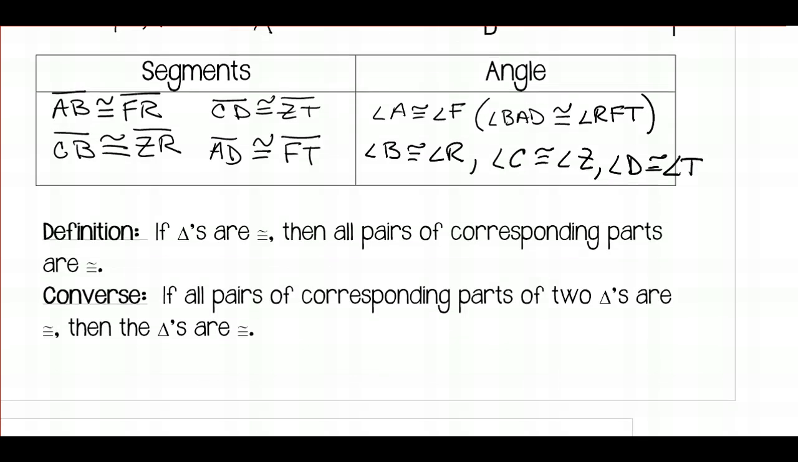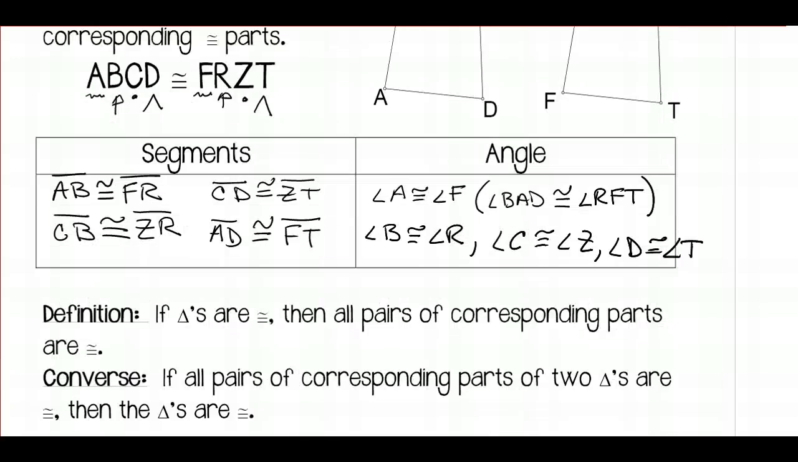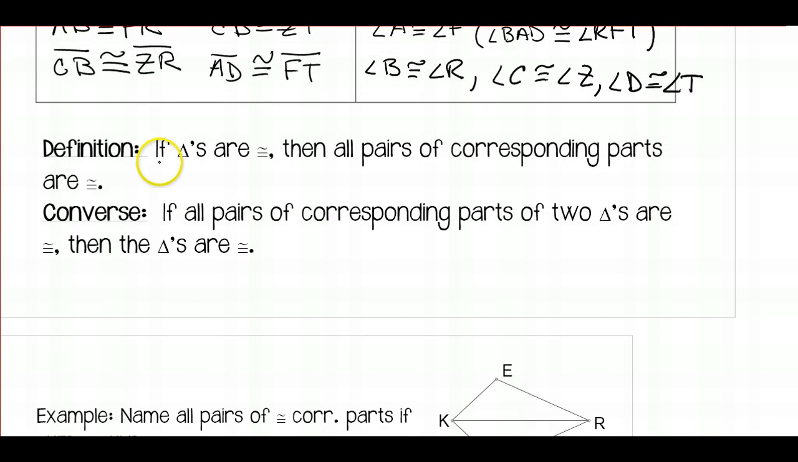So moving on to definition, which we kind of alluded to in this example. If triangles are congruent, so now we're specifically talking about triangles, then all pairs of corresponding parts are congruent. That means that all the pairs of matching parts, so since they're triangles, triangles have three sides and three angles. So that would mean that the three matching pairs of sides would be congruent, and the three matching pairs of angles would also be congruent. If the triangles are congruent, then the corresponding parts are congruent.